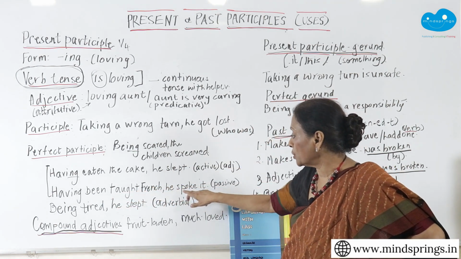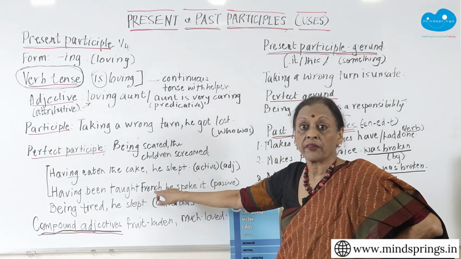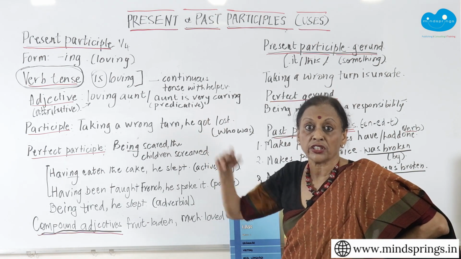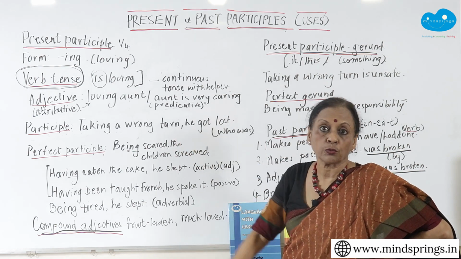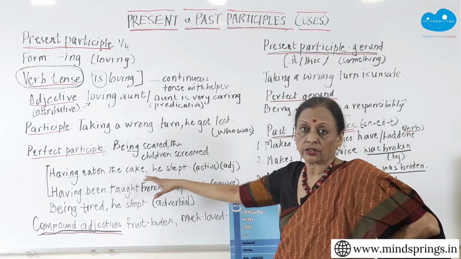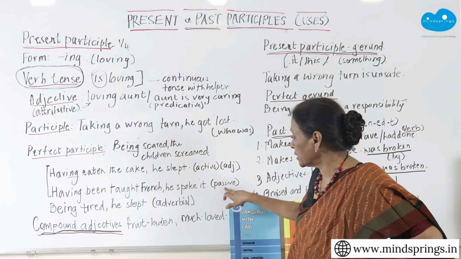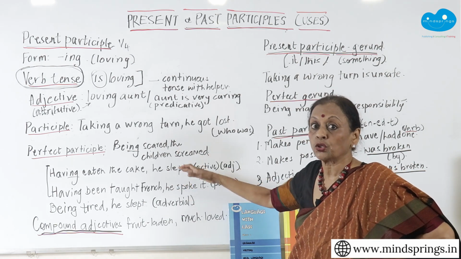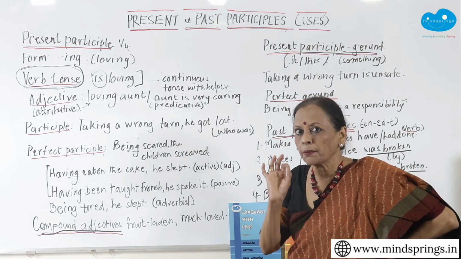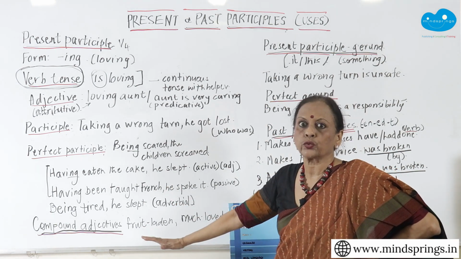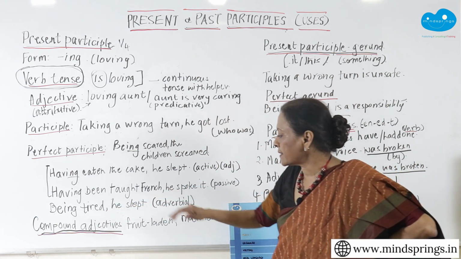Having been taught French, he spoke it. Now, having been taught French is passive. Having been taught French by somebody, by a French teacher, by a Frenchman, by watching French movies maybe. But if somebody has taught French, he has not taught himself French. So, having been taught French is passive. So, you can also put these perfects into passive voice. These are some of the complications. I am just showing it to you in simple ways so that you can understand all the uses and you are not confused, right.